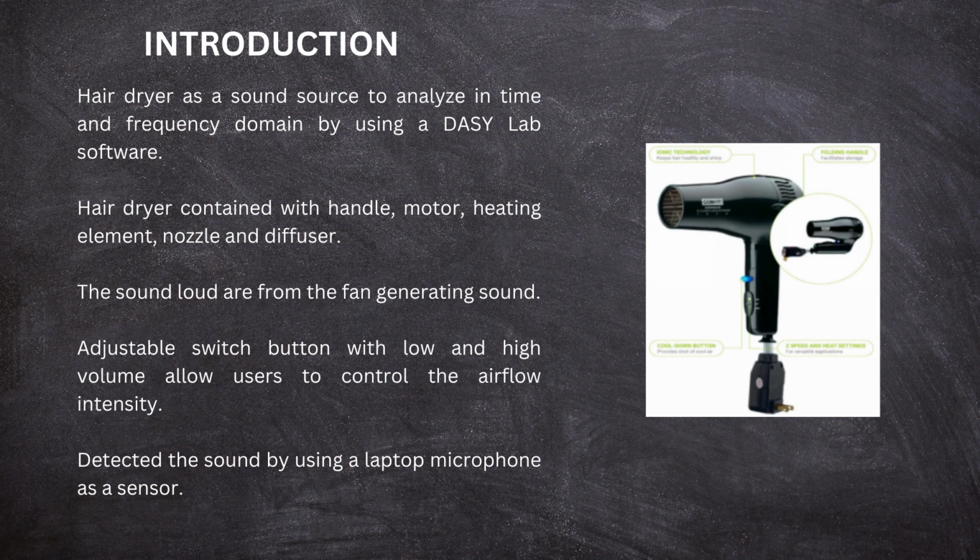The hairdryer consists of a handle, motor, heating element, nozzle and diffuser. The hairdryer has a heating element, while the fan generates a little loud sound. An adjustable switch button with low and high settings allows users to control the airflow intensity. Also, we detect the source sound wave by using a laptop microphone as a sensor.